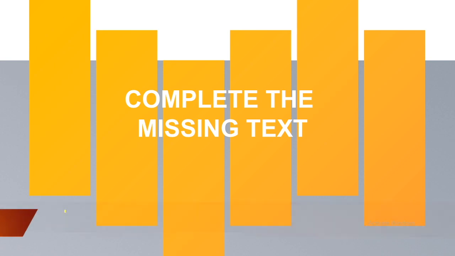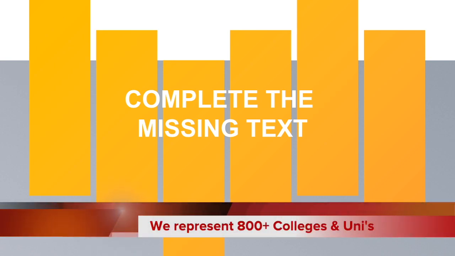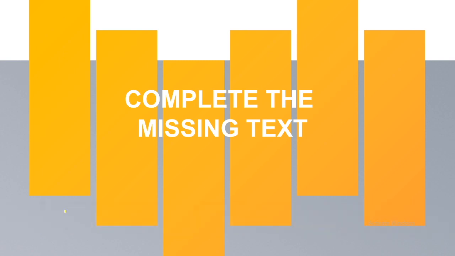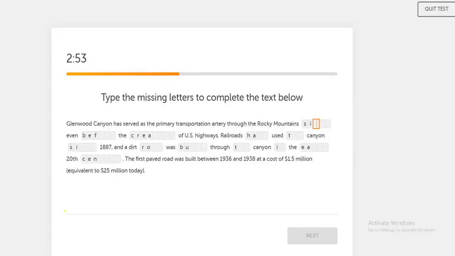We are taking up the Duolingo English test and we are discussing one question at a time. The last few videos were about recognizing the real English words. Now we are moving to the second type of question, which is complete the missing text. Here the question would look something like this.